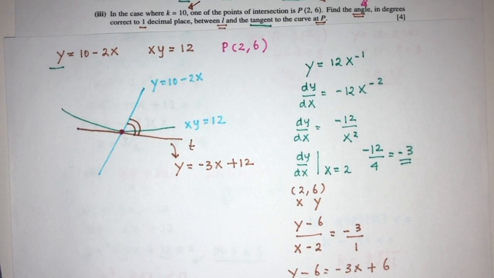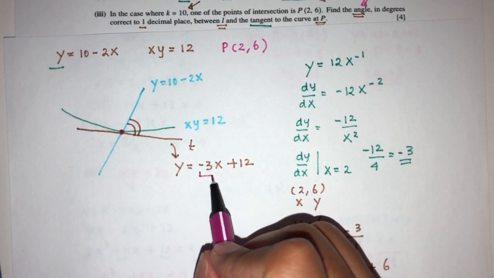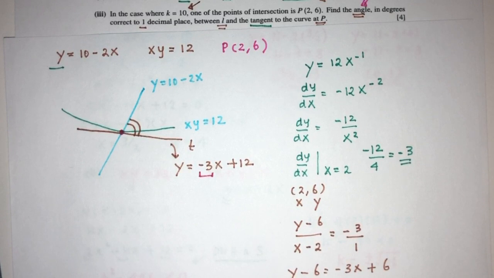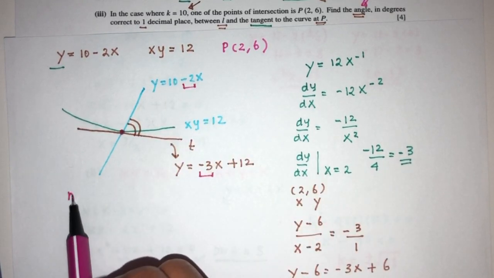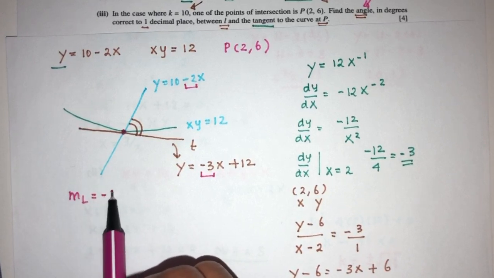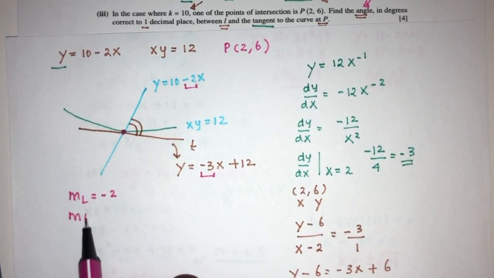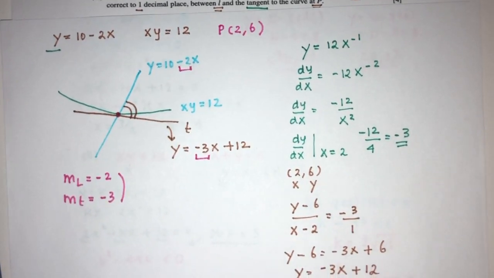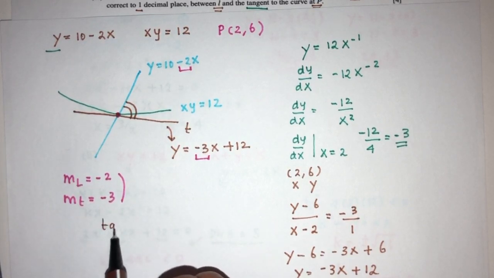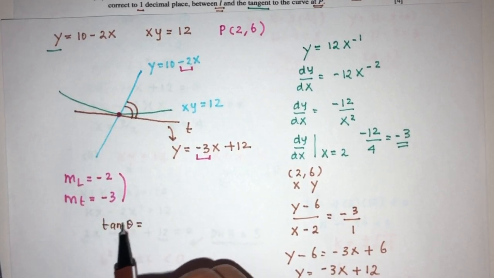So we know the gradient of the tangent is minus 3, and the gradient of the straight line is minus 2. So let's do this. The gradient of L is minus 2, and the gradient of the tangent is minus 3. Using those two gradients, we can find the angle between them. So the formula we have to know is tan of the angle is equal to what?